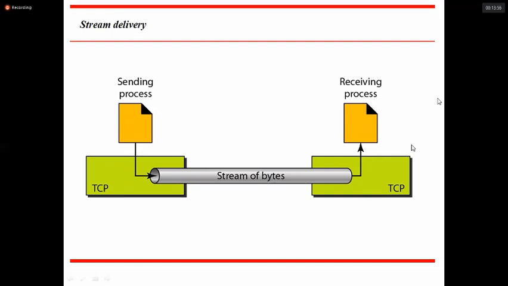Assume that this is an imaginary tube where the stream of bytes enters the receiving process. The sending process produces the stream of bytes, and the receiving process receives the stream of bytes. When the sending process produces, it is nothing but writing into the environment, and when the receiving process consumes, it is nothing but reading from the environment. So basically, stream delivery is the concept of sending the data in the form of a stream of bytes.